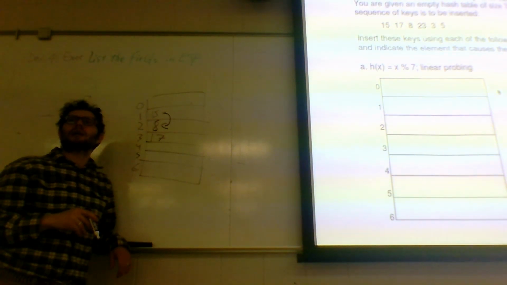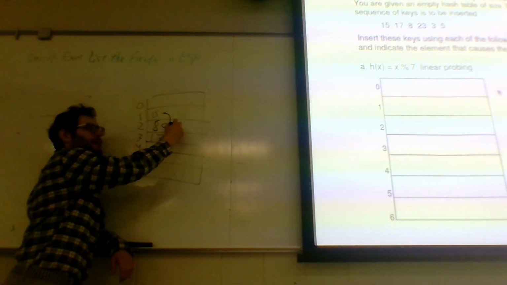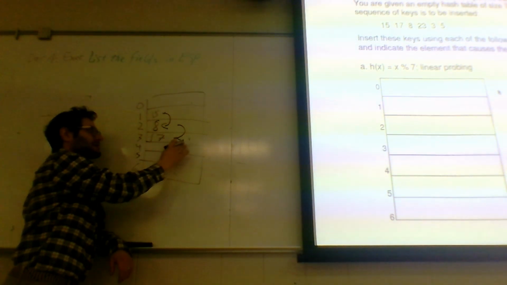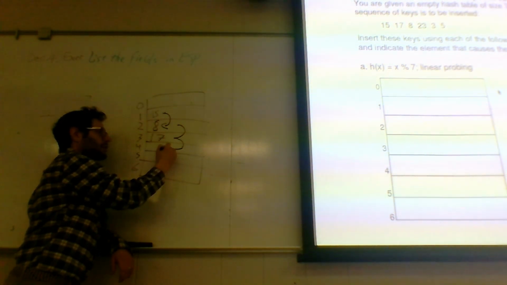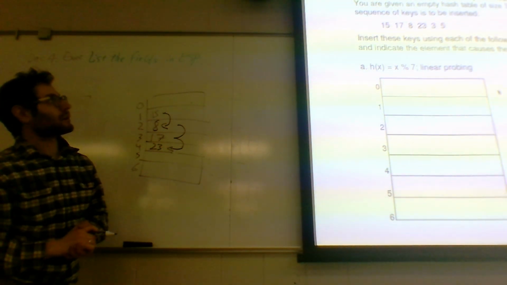What is 23 mod 7? 2. 23 mod 7 is 2. So we'd insert 23 here, but we can't. So we look for the next available space, but can't put it there, so we look for the next available space, assuming you can draw curves correctly, right? So we put it in this one.